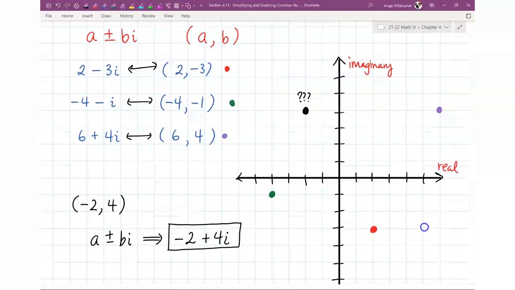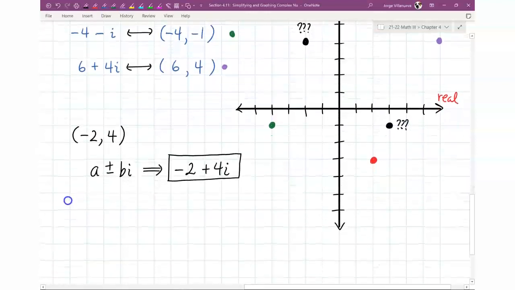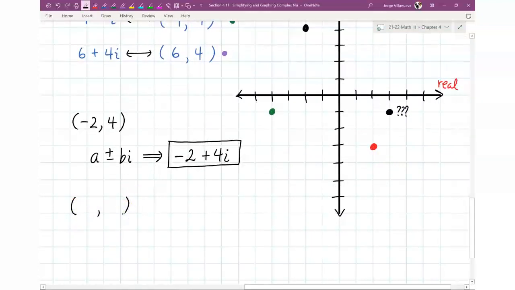Okay, let's try one more. What about this black point right here? Try it on your own right now. See if somebody can give it to me, okay? But write it down as a point first, and then give it to me in standard form. So just do that really quick right now. I'll ask to see if someone can help me with that.